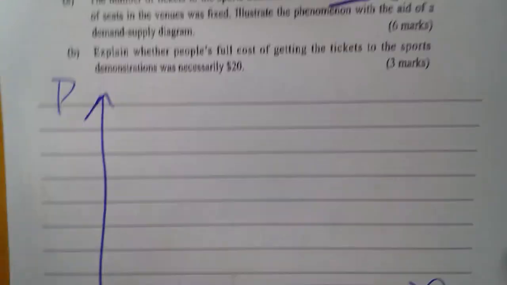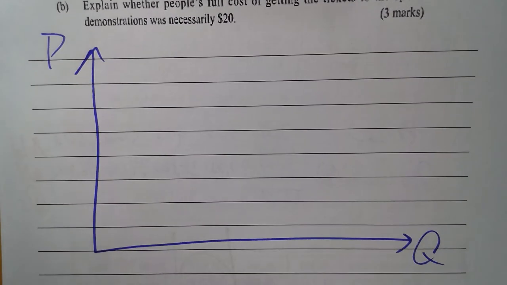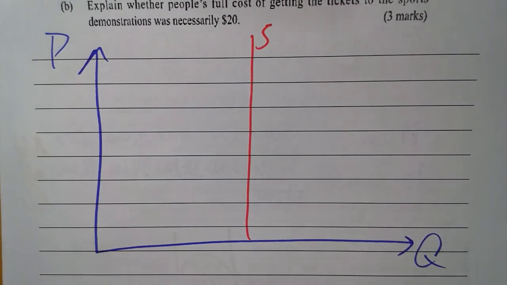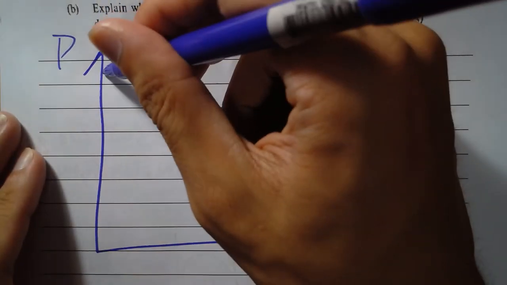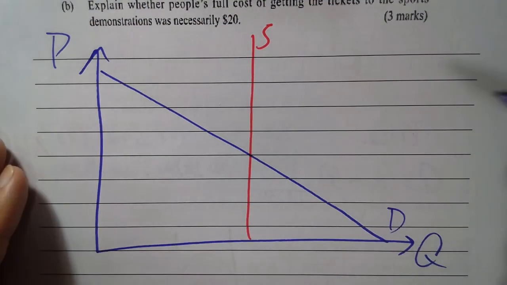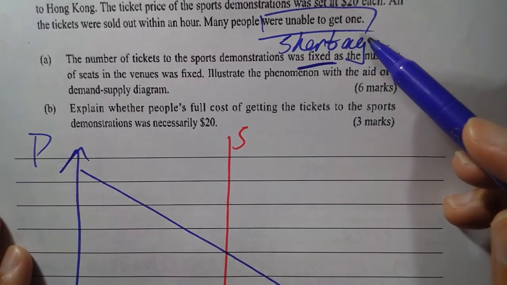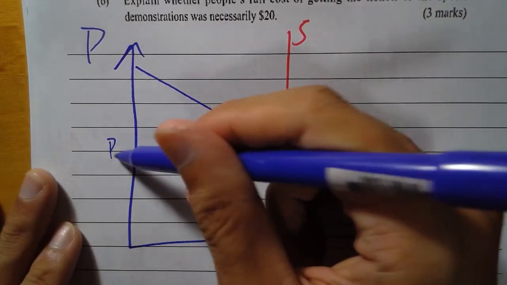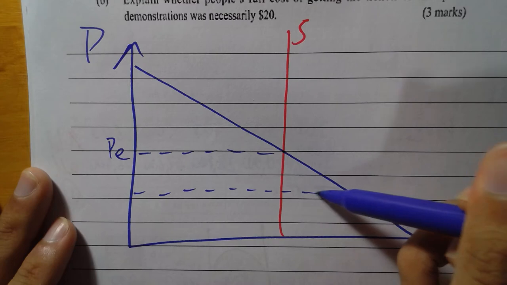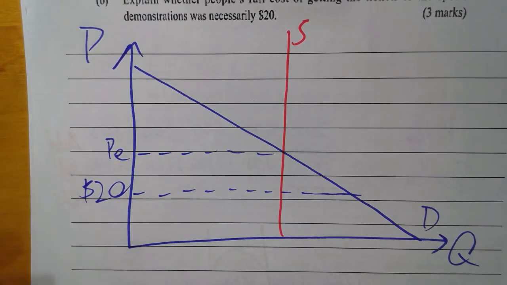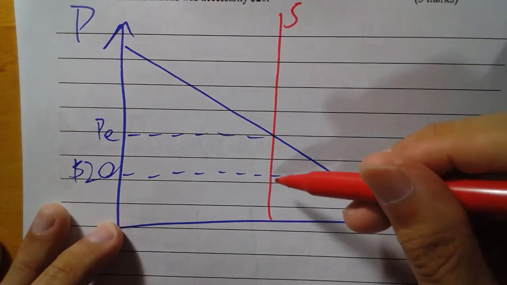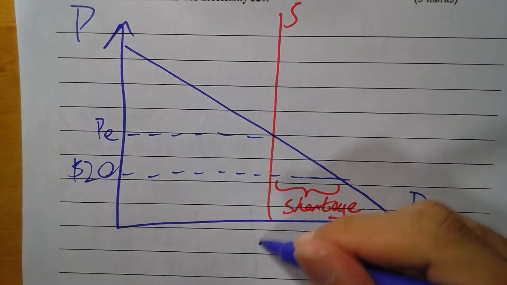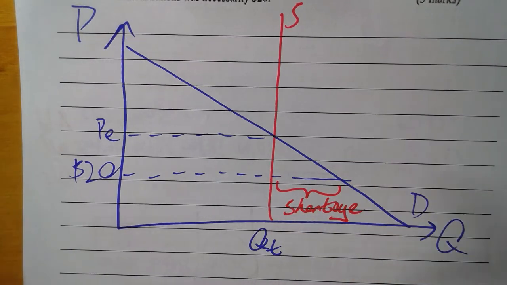Now, we need to draw a diagram to explain this situation. First, when it says the number of tickets is fixed, it means the supply curve is a fixed supply. Okay, now demand is our normal demand. Now, we are having a problem with shortage. That means we are below equilibrium. Okay, this is our equilibrium. Below equilibrium, $20 here. Finally, label our shortage. This would be the shortage that we are having. Okay, this is a shortage at $20.